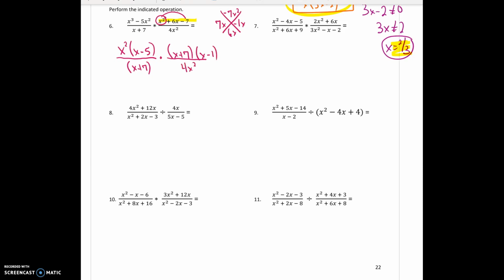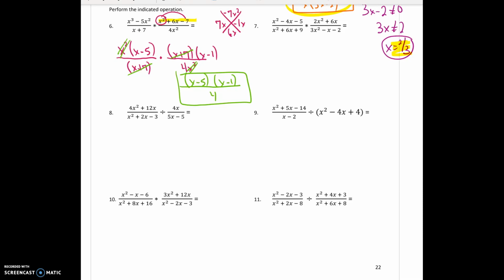So now I'm going to look for the common factors between my numerator and my denominator and cancel those out. So the obvious one is the x plus 7, but there's also the x squared, I can take out this x squared, and then when I'm done, my numerator is x minus 5, x minus 1, and then I still have that 4 in the denominator. So that is number 6. Let's take a look.